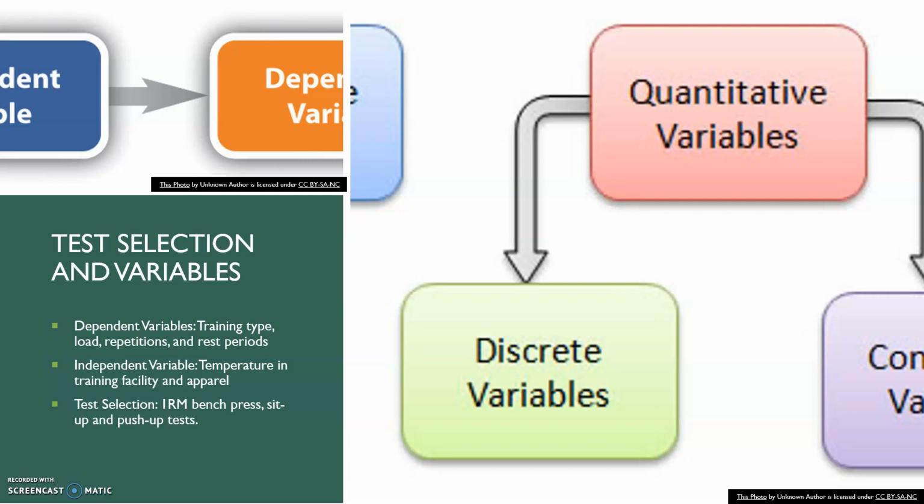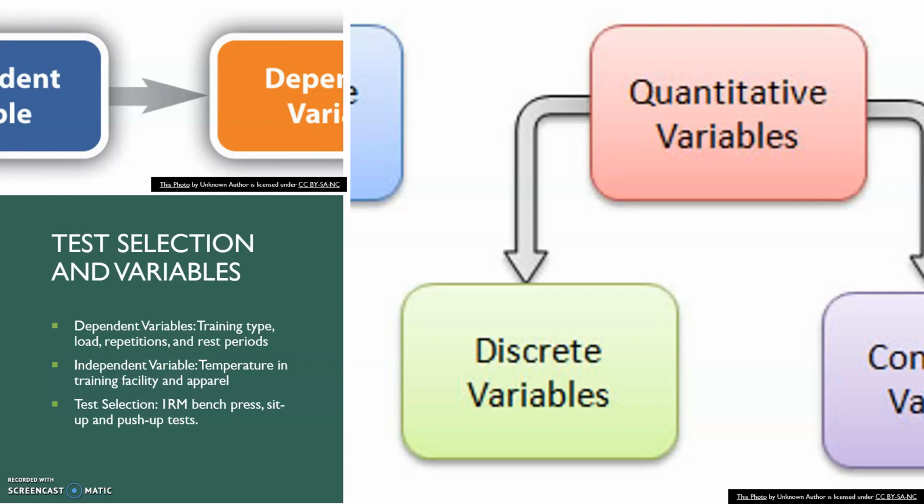Independent variables are the temperature in the training facility and the apparel. I mean, those things don't really have anything to do with your muscle hypertrophy other than you feel good or you're warm or you're sweating more. And the test selection is the 1 rep max bench press, the sit-up and the push-up test, because we're really ripping and tearing those biceps and triceps muscles.